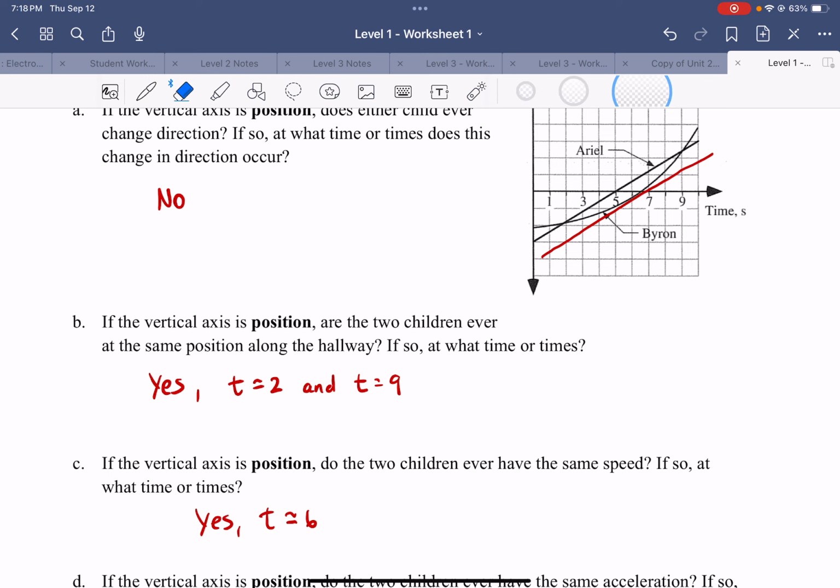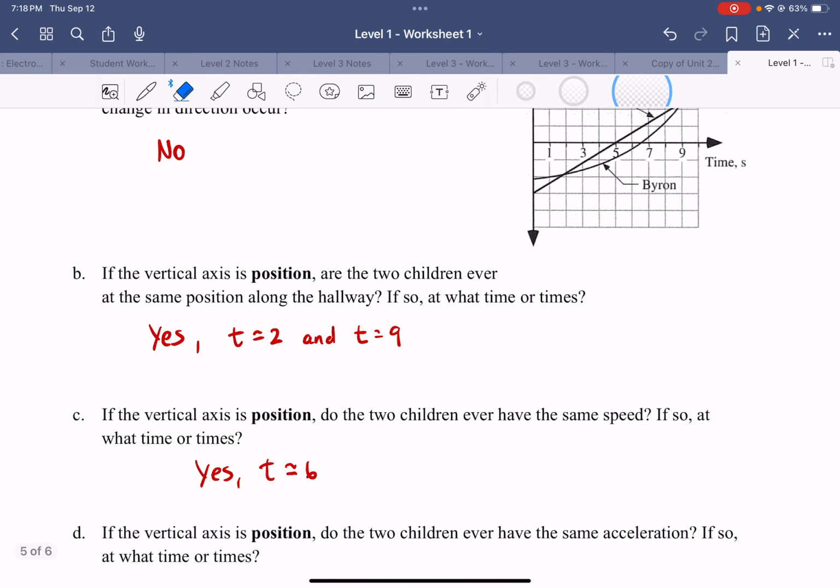All right, and then final question for the position graph. Do the two children ever have the same acceleration? This one is even trickier. We have to think a bit carefully about this one. We know that the slope of a position graph gives us velocity. Acceleration is the rate at which the velocity is changing.